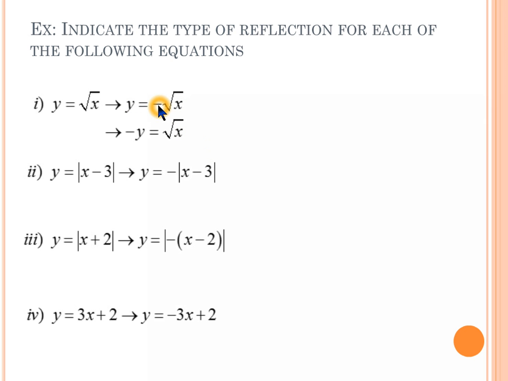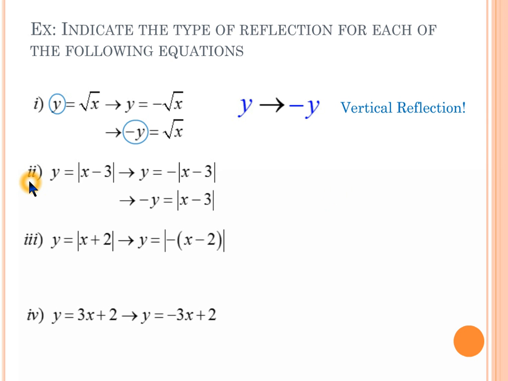Well, this negative sign over here is outside the function, so I could write this equation as negative y equals the square root of x. And since this is on the outside, I know this will represent a vertical reflection because y is being changed from positive to negative. The next example here, y equals the absolute value of x minus 3. I have a minus sign there on the outside, and this is very similar to the previous example. So once again, y is being changed from positive to negative, so this is a vertical reflection.